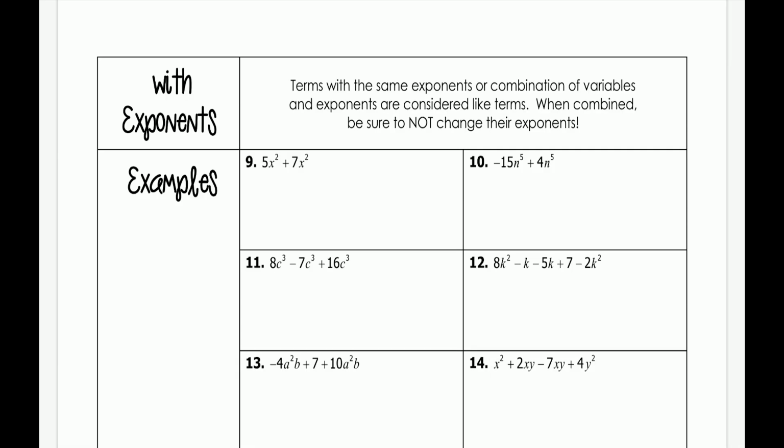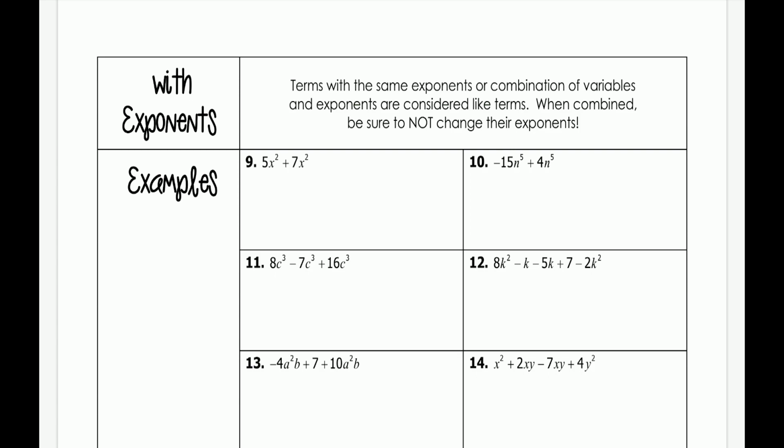Alright, so on this page, we're going to change some things. We are adding exponents this time. So, if you read this, it says, terms with the same exponents or combination of variables and exponents are considered like terms. So, that means when you combine them, we're not going to change the exponents. They don't change at all. Alright? We're just looking at the coefficients and the variables.